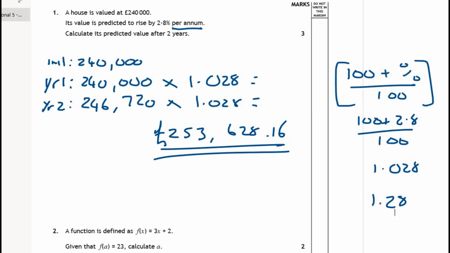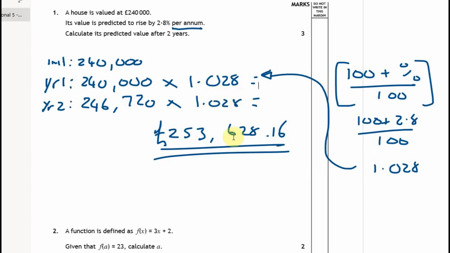So sometimes using this equation can be helpful. But I'm quite happy not using that. I'm quite happy just going straight for that. But it's up to you, you might want to use it. So first of all, that's where that came from. Then what I did was I did the 240,000 times that, and then I took that number and times it by 1.028 again.